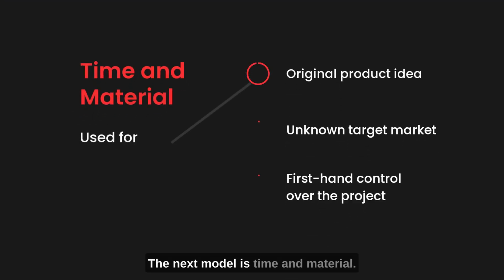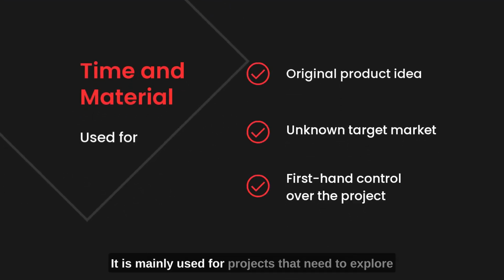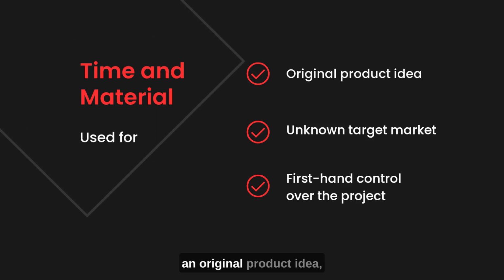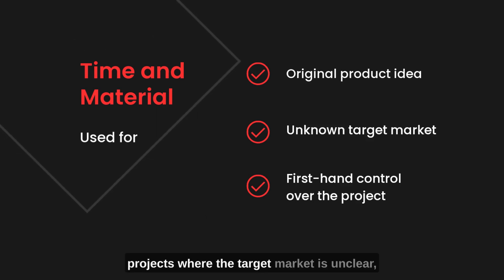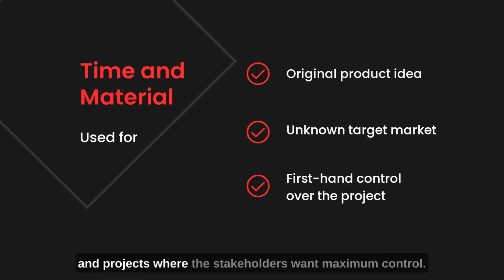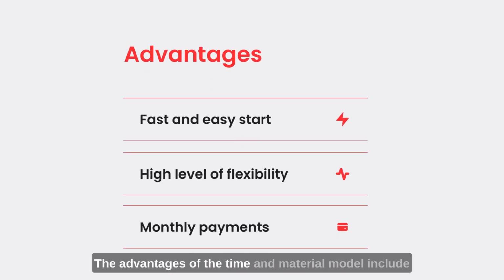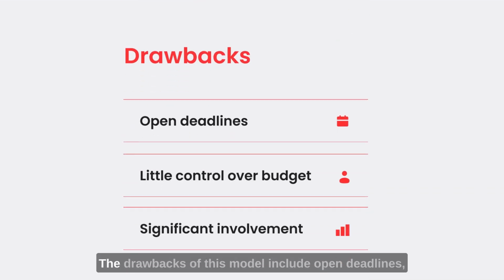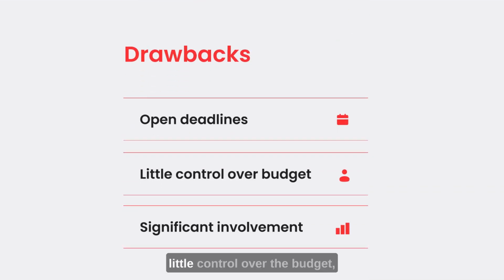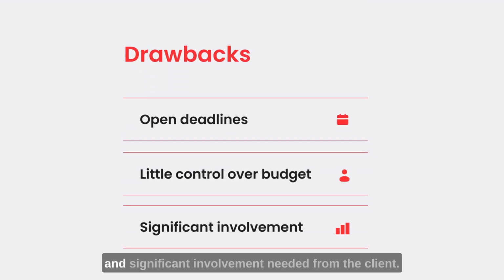The next model is time and material. It is mainly used for projects that need to explore an original product idea, projects where the target market is unclear, and projects where the stakeholders want maximum control. The advantages of the time and material model include a fast and easy start, high level of flexibility, and monthly or bi-weekly payments instead of paying a lump sum. The drawbacks of this model include open deadlines, little control over the budget, and significant involvement needed from the client.